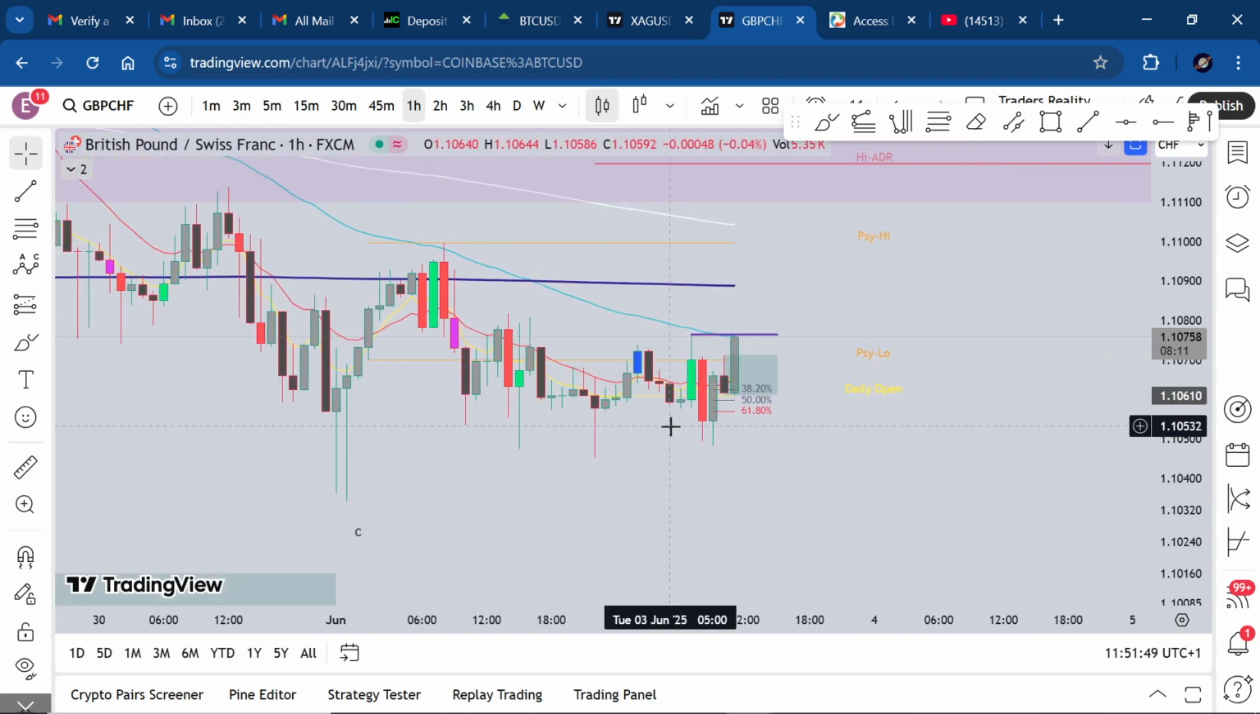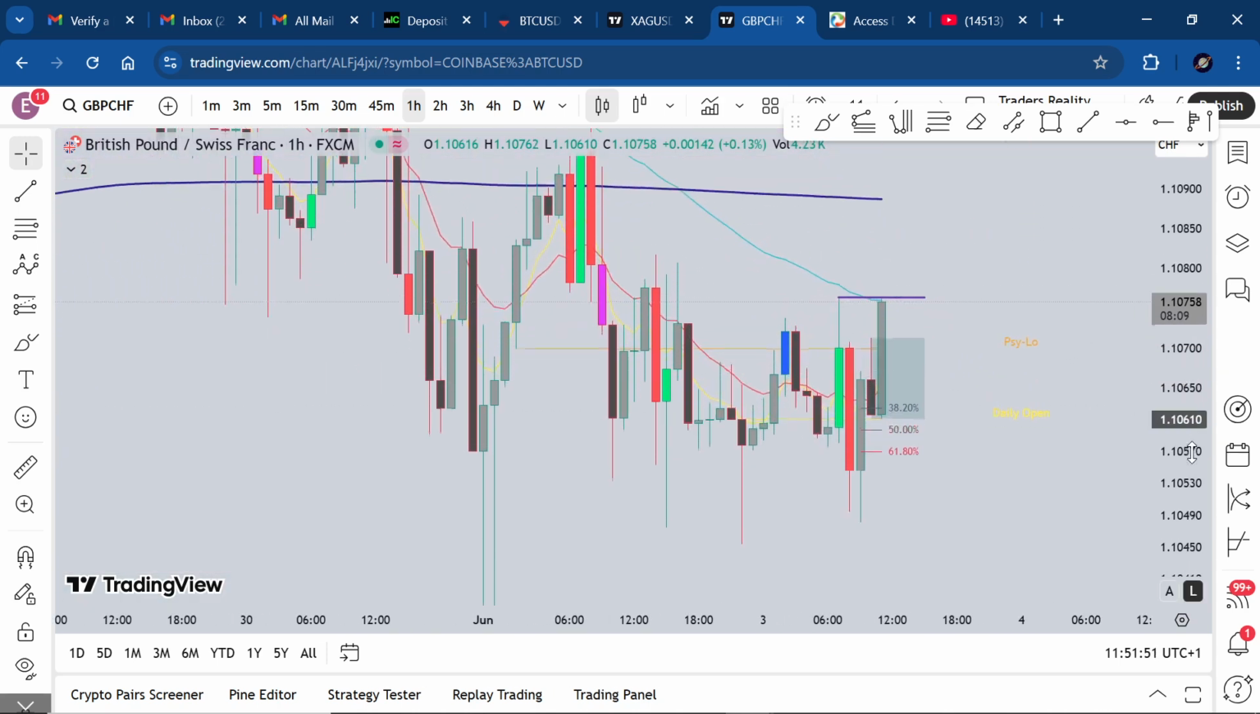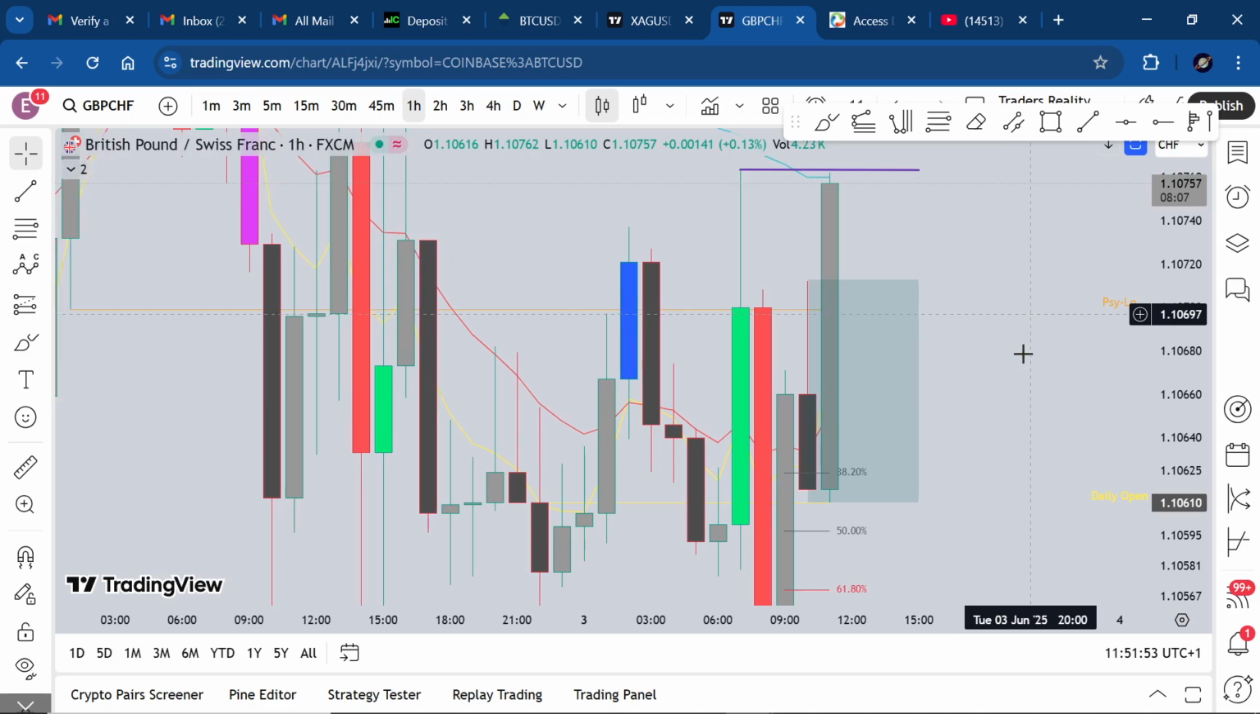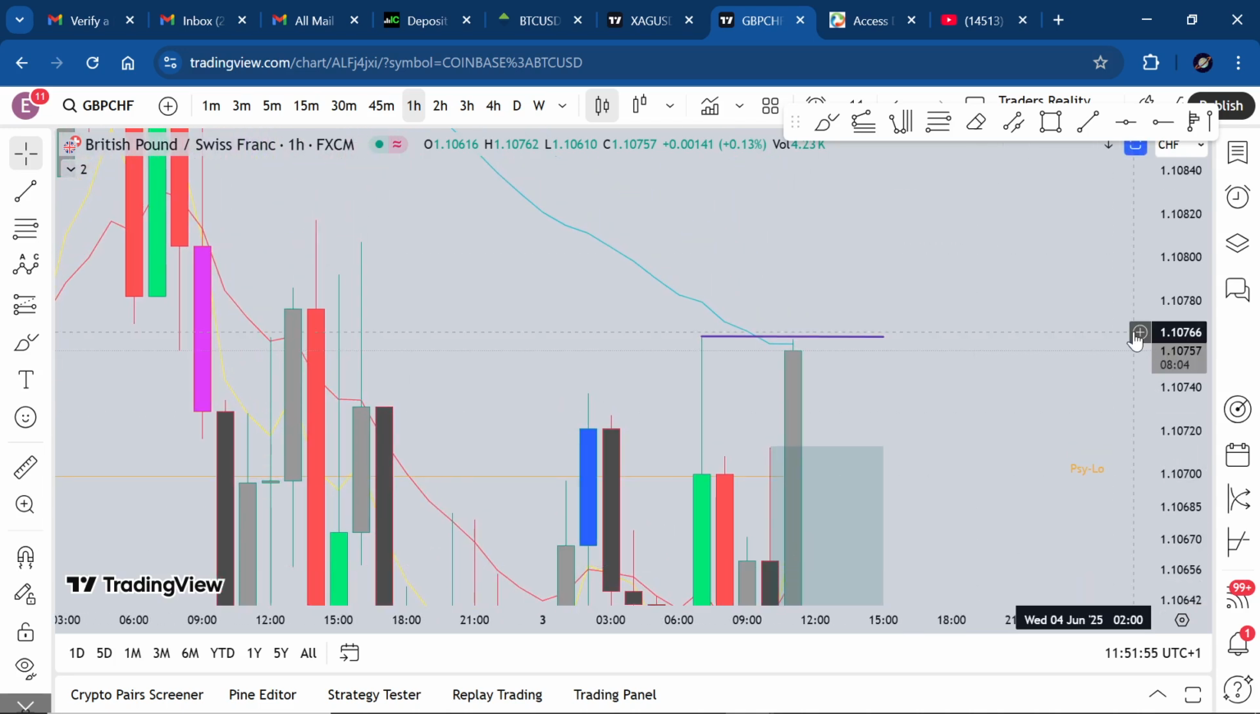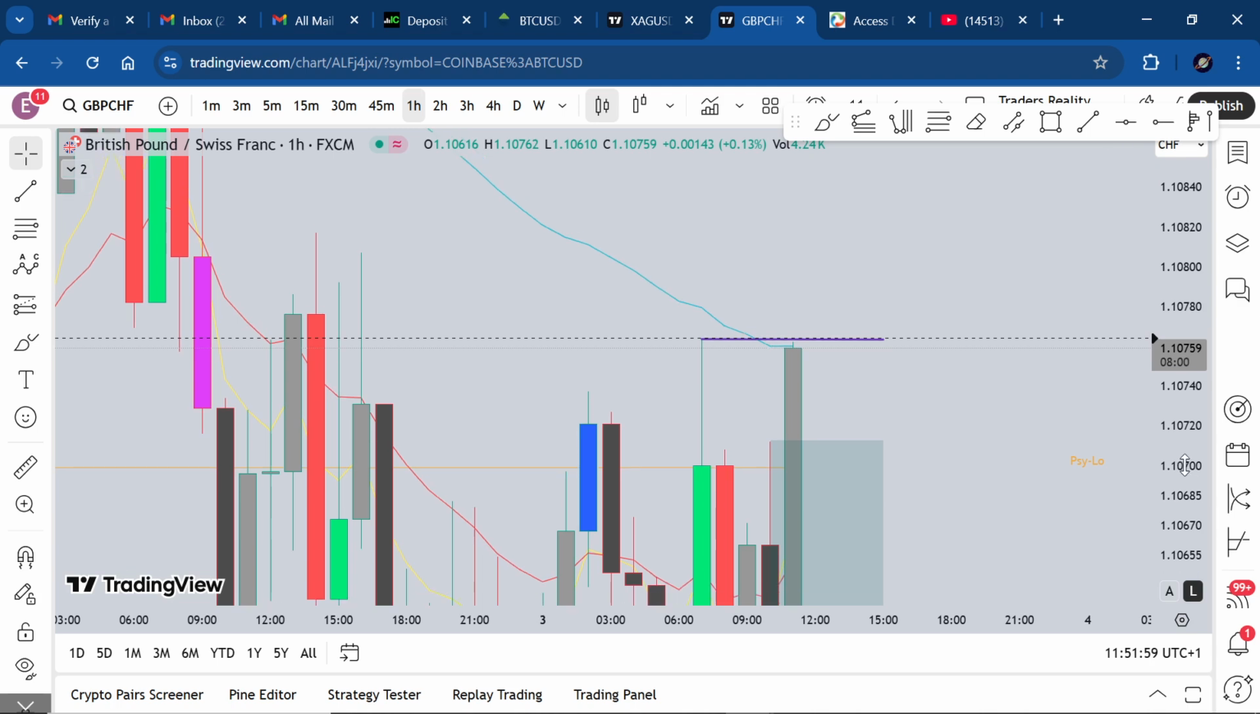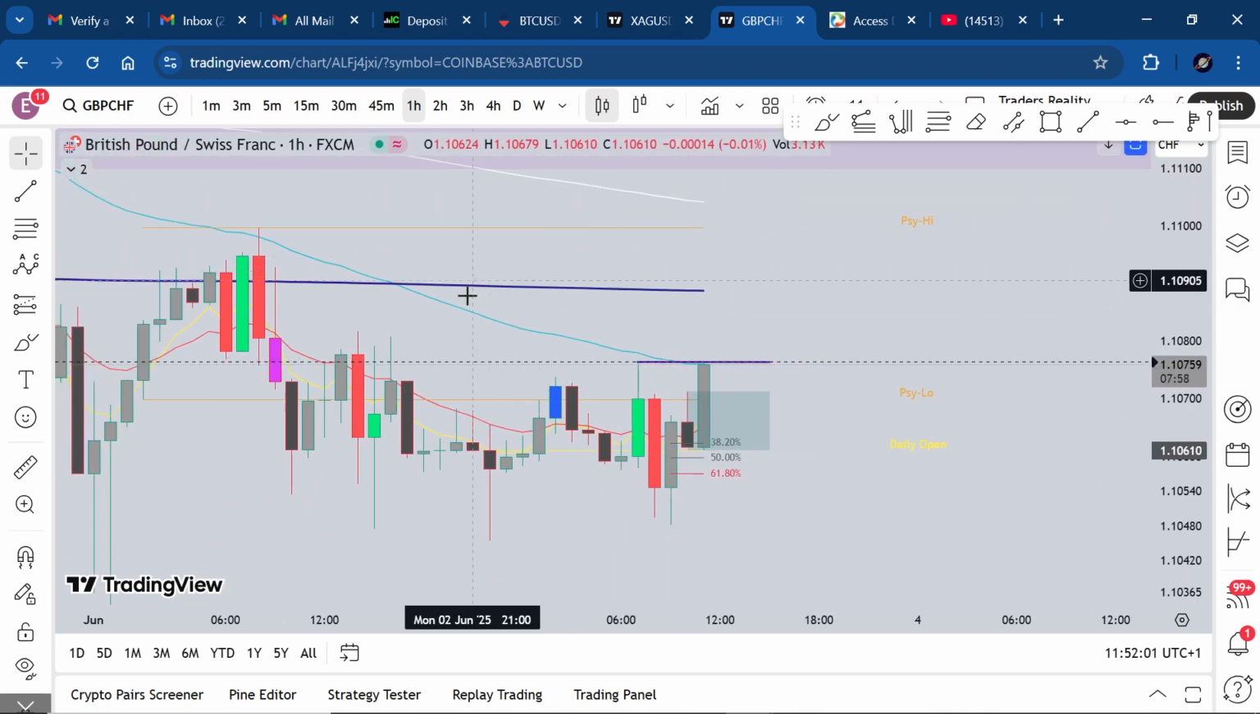Okay, as you can see, we're playing with that high. The alert went off. It was just a bit before that high, so we haven't actually taken the high yet. Still waiting to take the high.